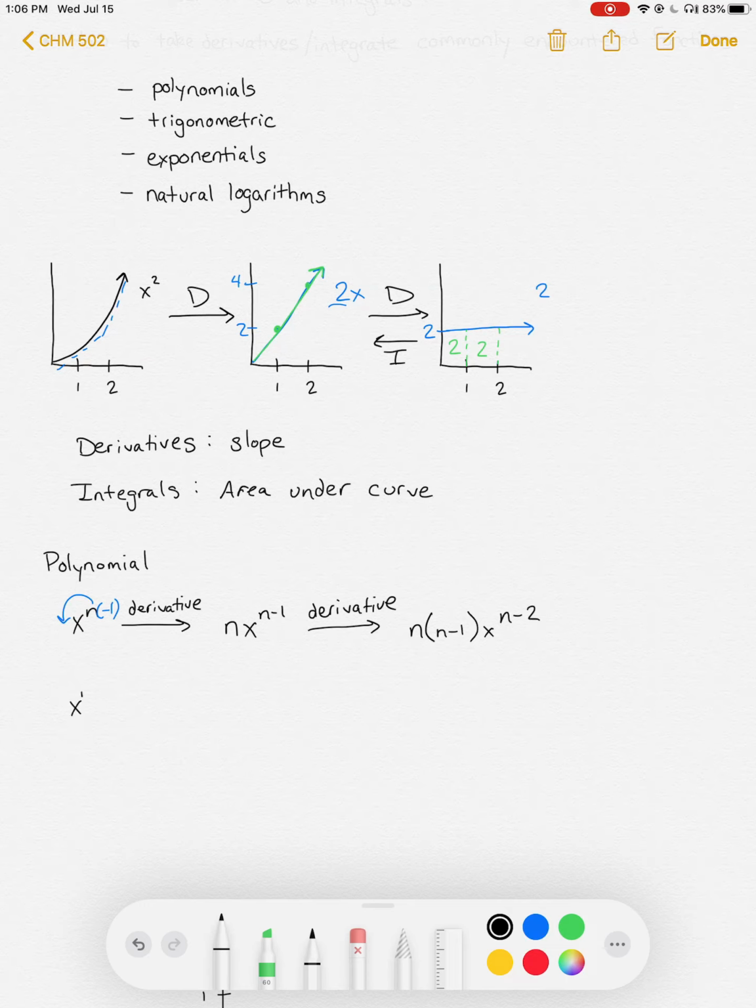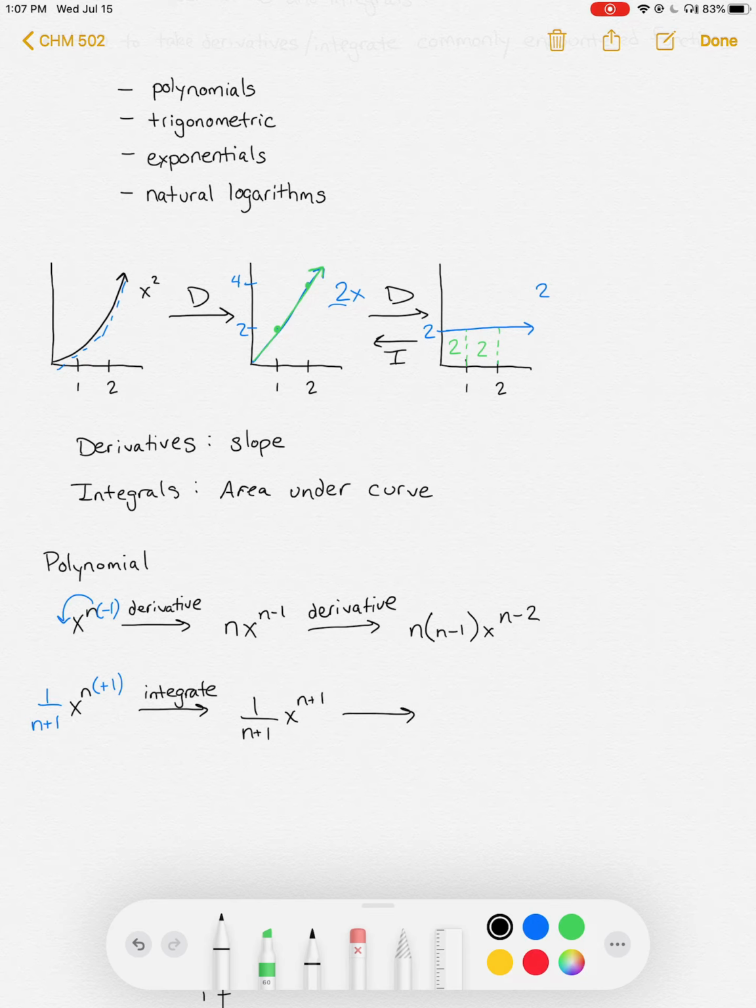So if we have x to the n, what we want to do is end up adding 1 to this function to integrate, and then we need to divide by x to the n plus 1, or multiply by 1 over n plus 1. And you can see this is going to be the opposite of what we're doing before. So if we integrate this function x to the n, we end up with 1 over n plus 1 times x raised to the n plus 1.